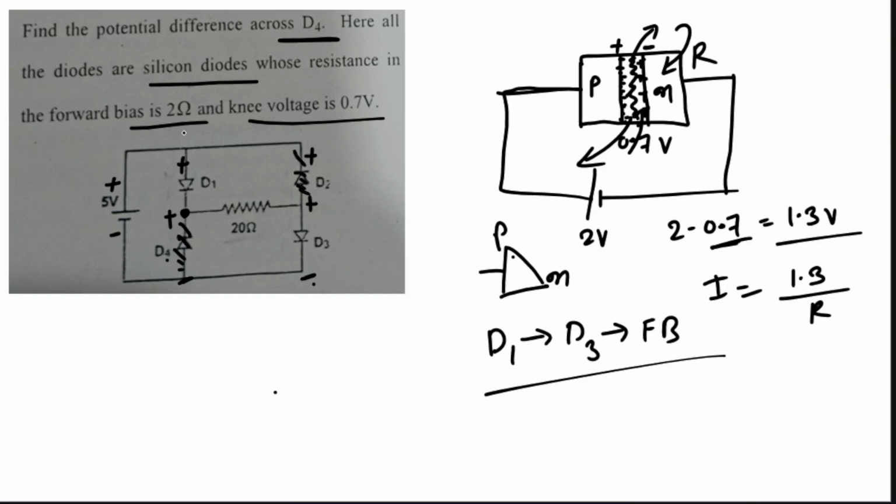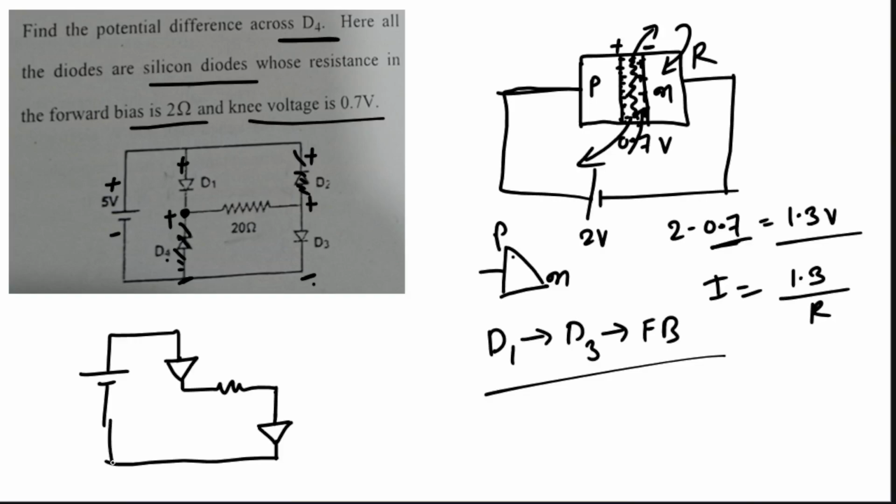So इसको अगर आप redraw करोगे ना तो ये तुम्हें कुछ ऐसा मिलेगा. It will look something like this. Here is one diode, and then here is this resistance, and then here is another diode. ठीक है, ऐसा, and then it is like this. So it will look like this. डन है.